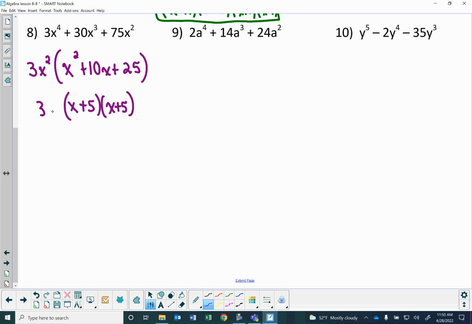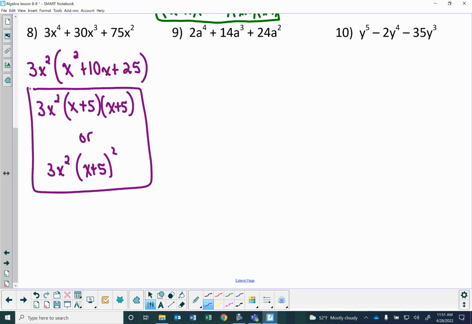And I've got my 3x squared that I started out with that I don't want to forget. Or you could write it as 3x squared times x plus 5 quantity squared. Either one of these is fine. Doesn't matter which way you choose to write it.